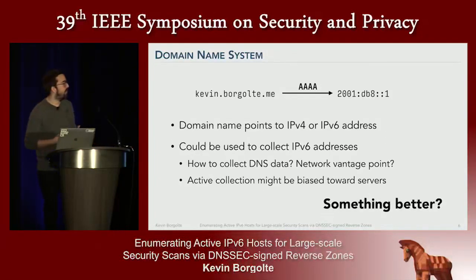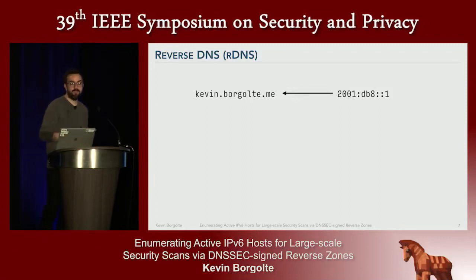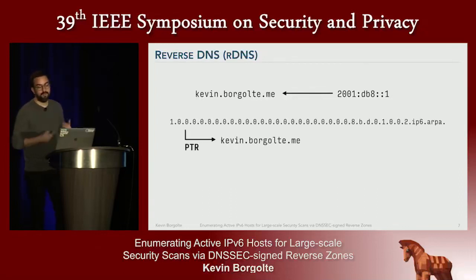Which means the question becomes, is there something better that we can do? Is there some kind of different source in DNS that we could use, for example, to get IPv6 addresses? Fortunately, there is. There's the reverse DNS, which, rather than mapping a name to an address, does the inverse, so it just maps an IPv6 address to a specific name. And the way this is organized in the DNS is basically a completely different zone. Rather than being .com, it's a subzone under .arpa, specifically ip6.arpa.